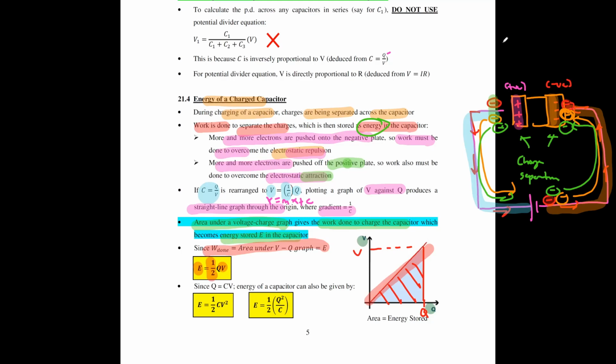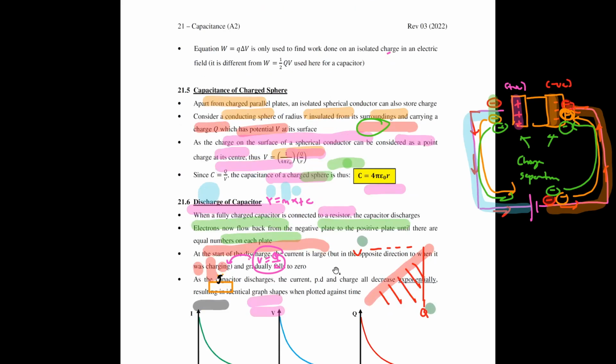But you can also derive two other expressions from there, by substituting out your Q and V. Because we know that Q is CV, if you put it into Q, you will get E equals half CV squared. And at the same time, we also know that V equals Q over C. If you put it into V, you're going to get half Q squared over C. So this one should be okay.